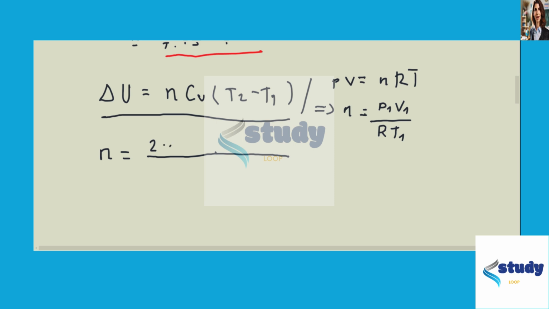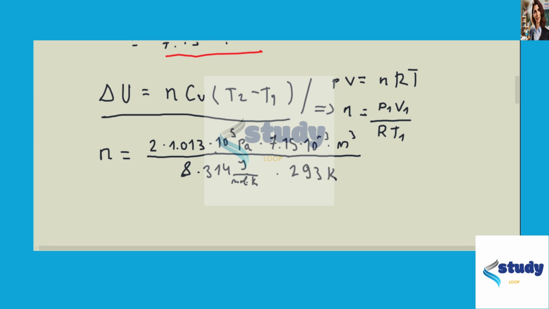So 2 times 1.013 times 10 to the 5th power Pascal, this is pressure, times what we already calculated, the volume, 7.15 times 10 to the minus 3 meters cubed, and then divided by 8.314 joules per mole kelvin, times 293 kelvins. This is equal to 0.594 moles.